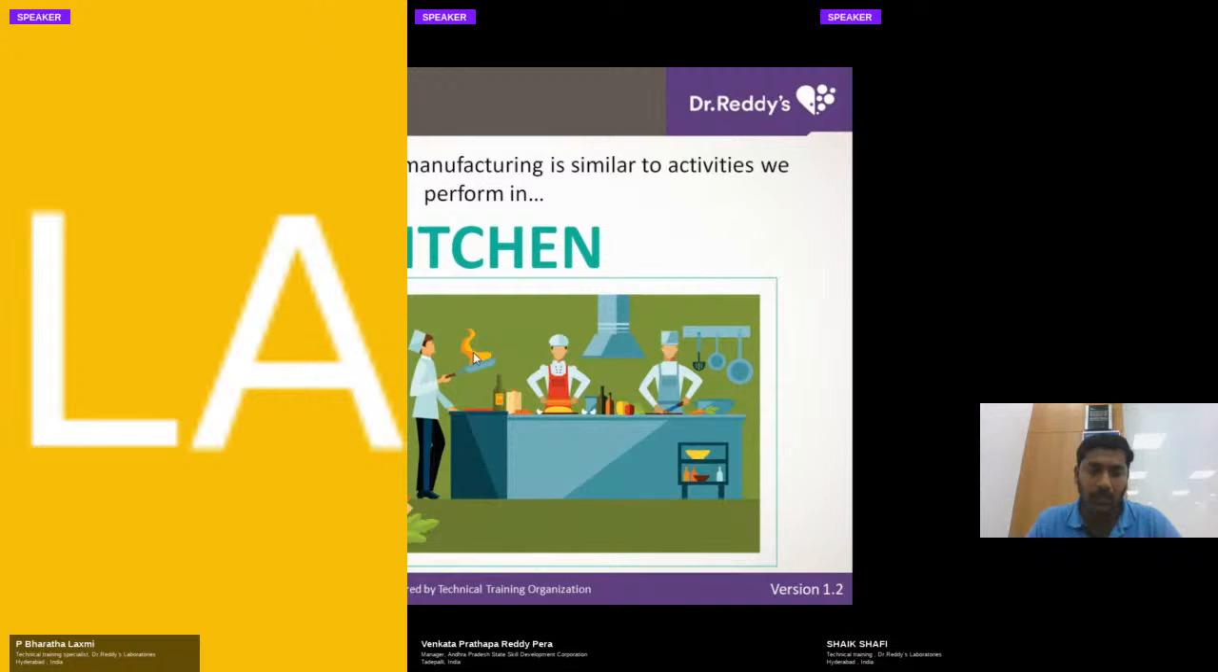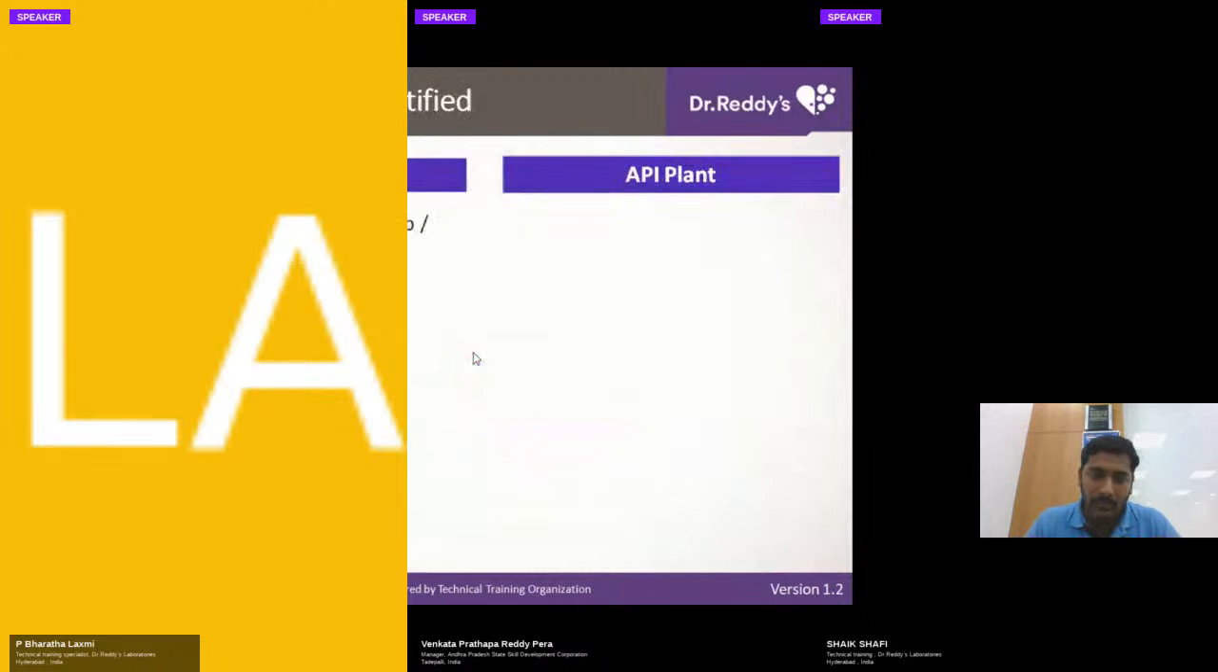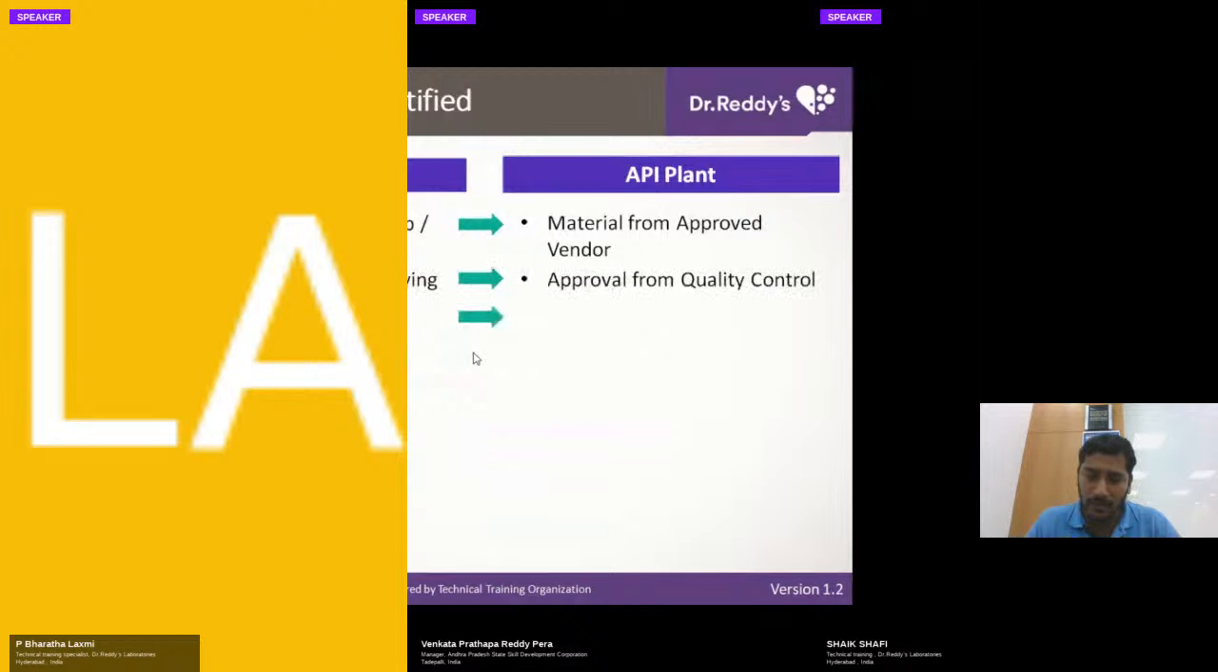Continue, Shafi. So when we are doing some cooking in the kitchen, we take required materials from the trusted shop, and while we are taking from the shop, we check the quality of the materials. Then after bringing them home, we segregate and store them in the refrigerator as per the conditions. Before doing this, we plan as per our number of people.